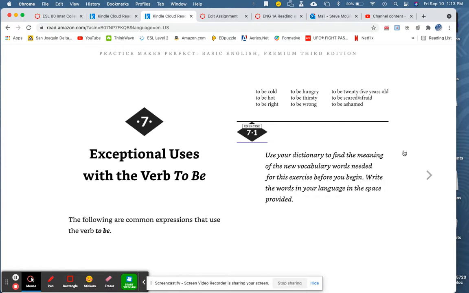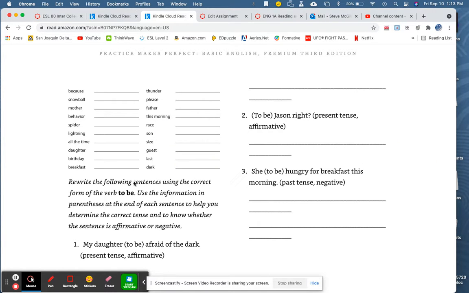Now, for part 2, rewrite the following sentences using the correct form of the verb to be. Use the information in parentheses, here and here, at the end of each sentence to help you determine the correct tense and to know whether the sentence is affirmative or negative. Affirmative means positive or yes. Negative means no or is not. So, let's take a look.